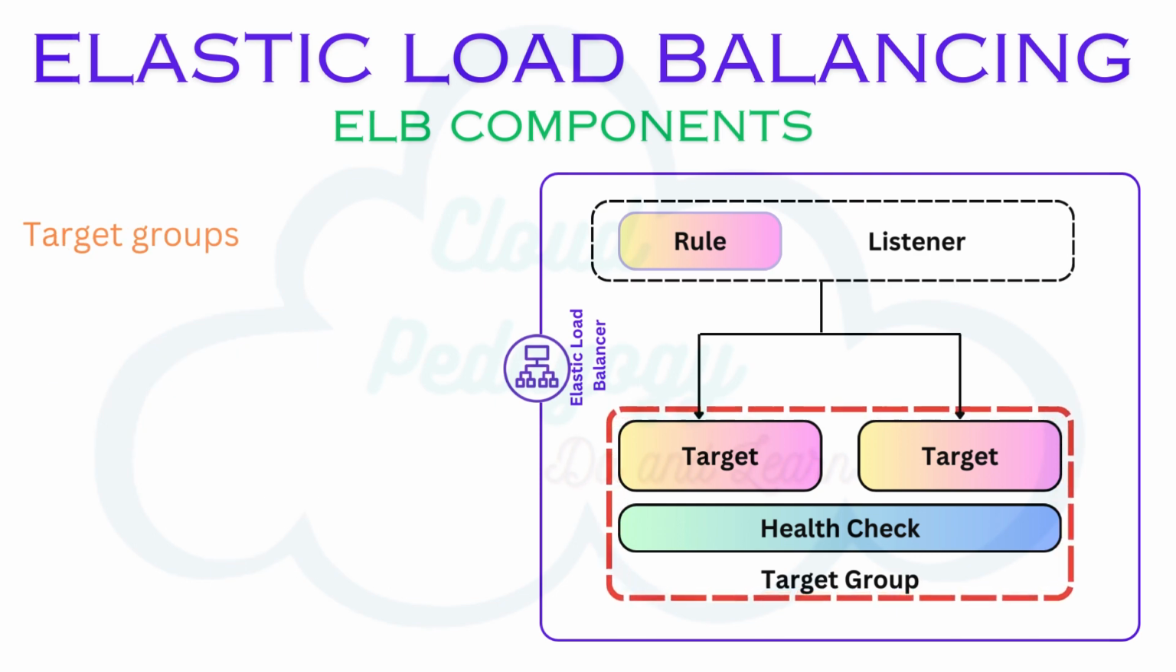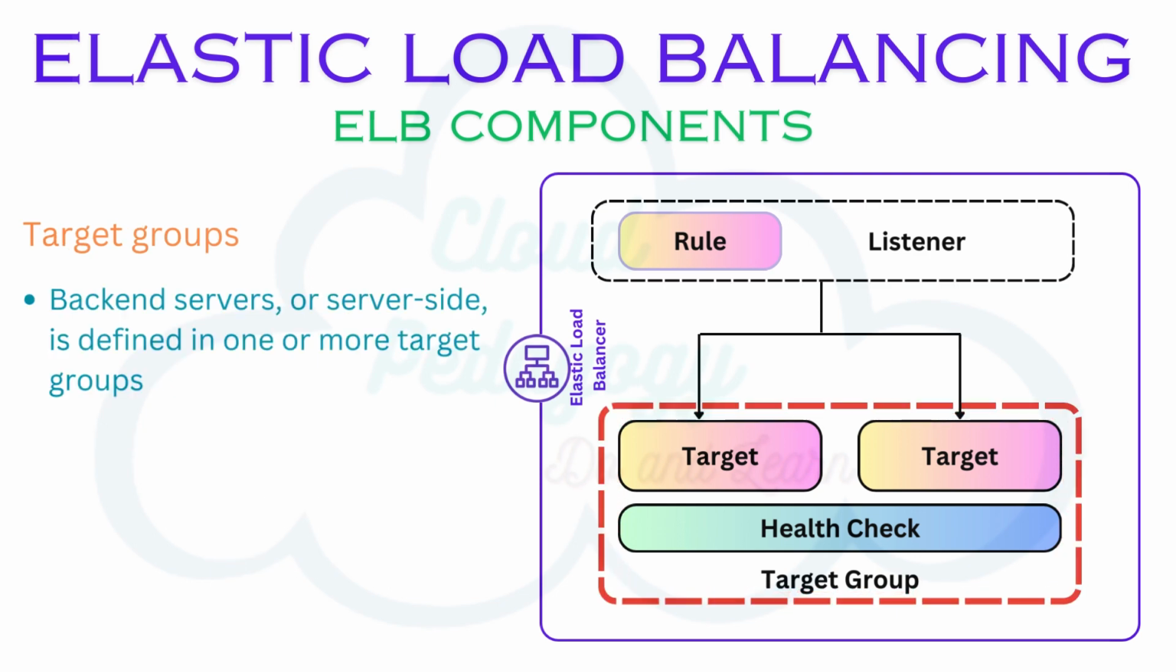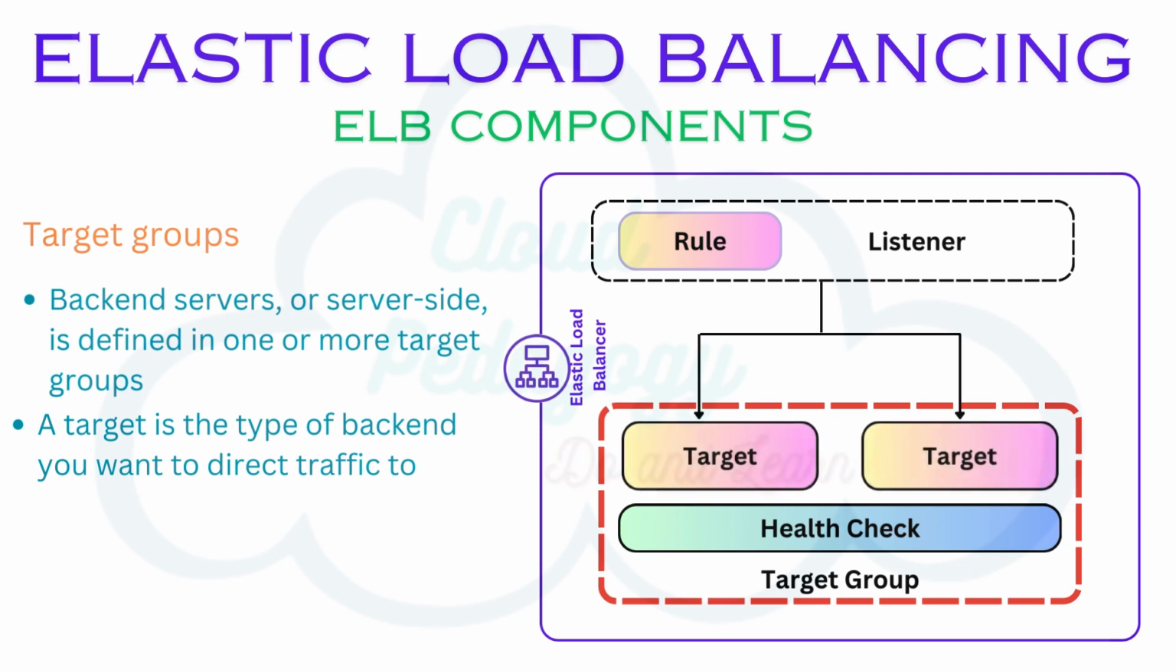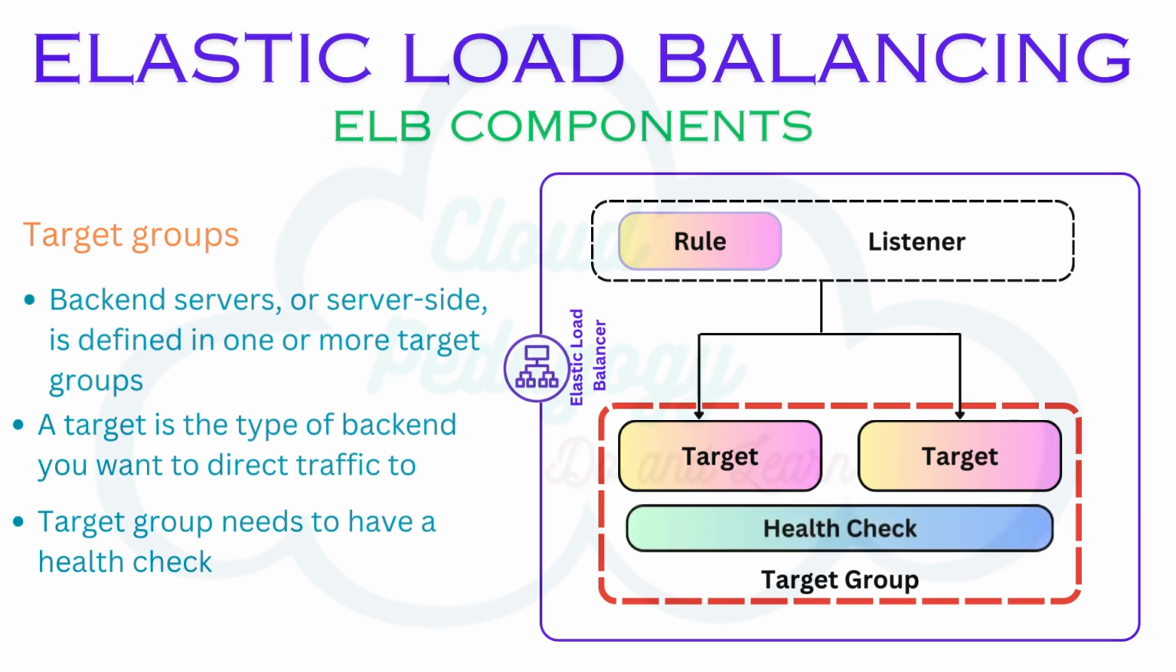The second component is a target group. The backend servers or server side is defined in one or more target groups. A target is the type of backend you want to direct traffic to, such as EC2 instances, AWS Lambda functions, or even IP addresses. A target group is simply a grouping of these backend resources. Each target group needs to have a health check, which is how the load balancer can check whether the target is healthy or not so that it can start accepting the traffic.